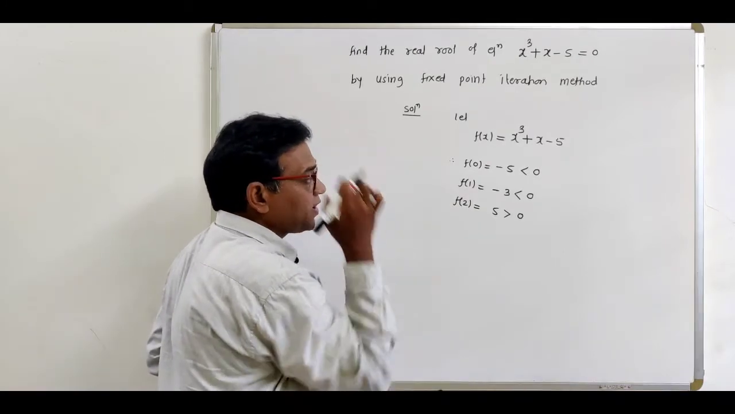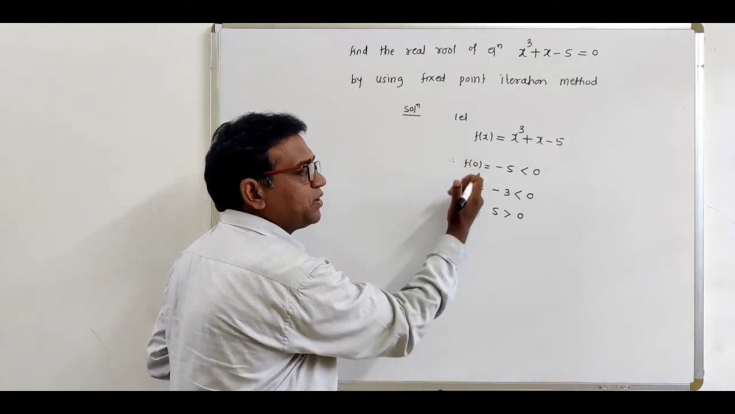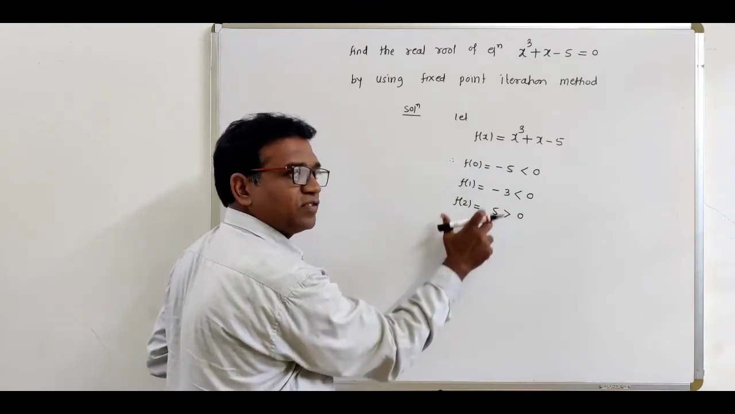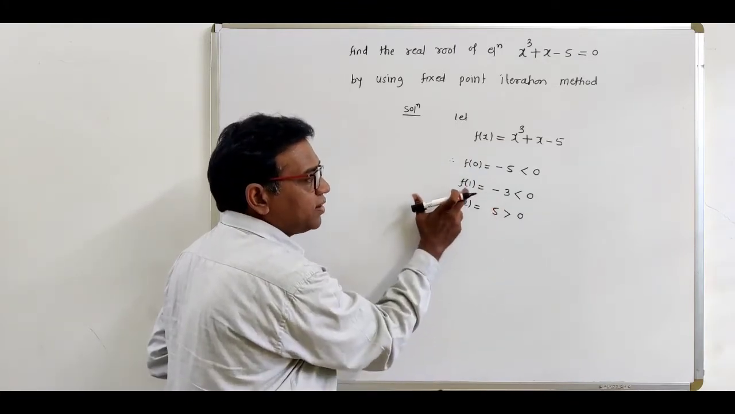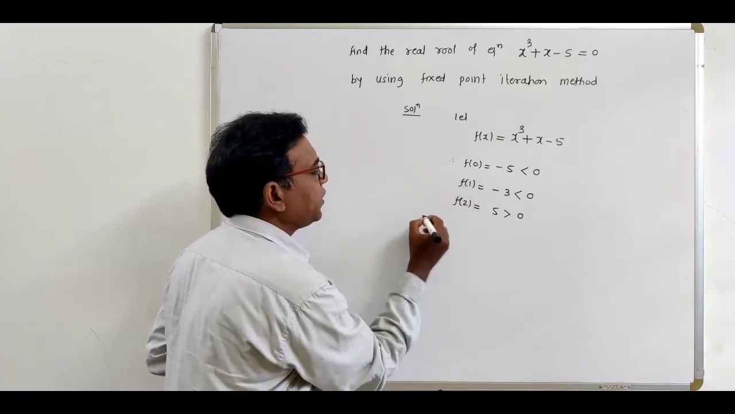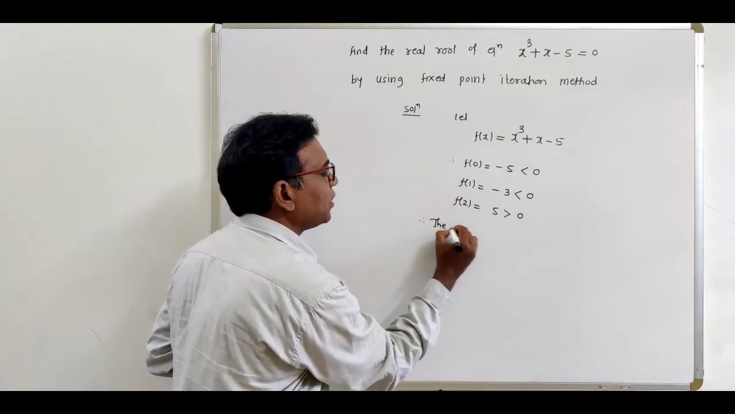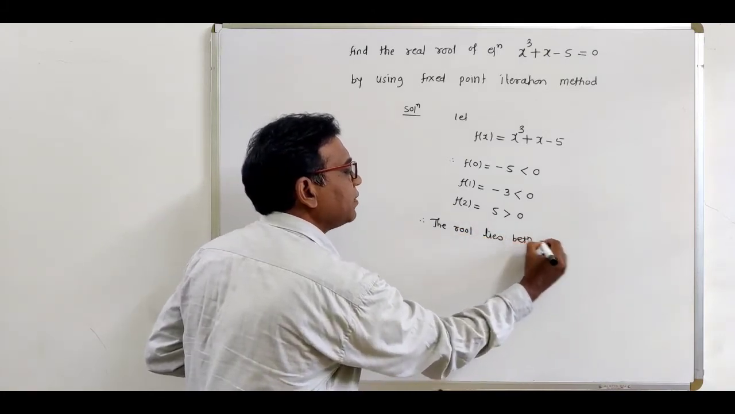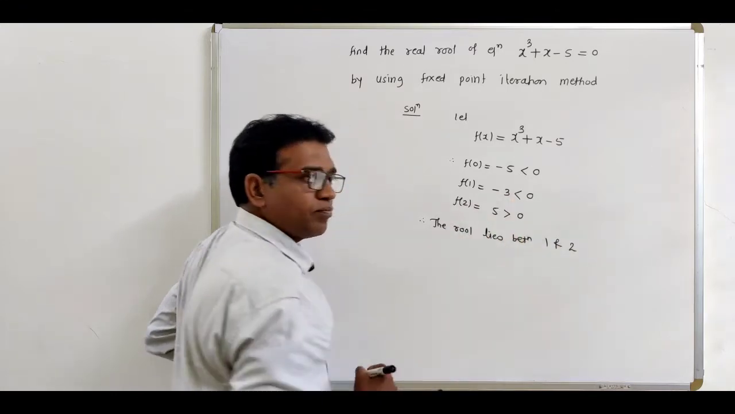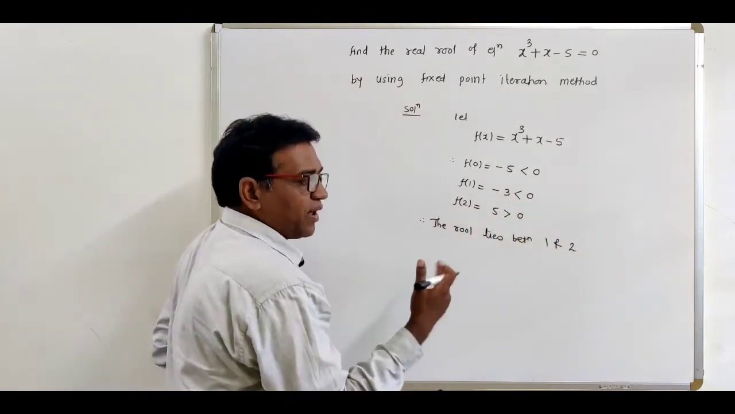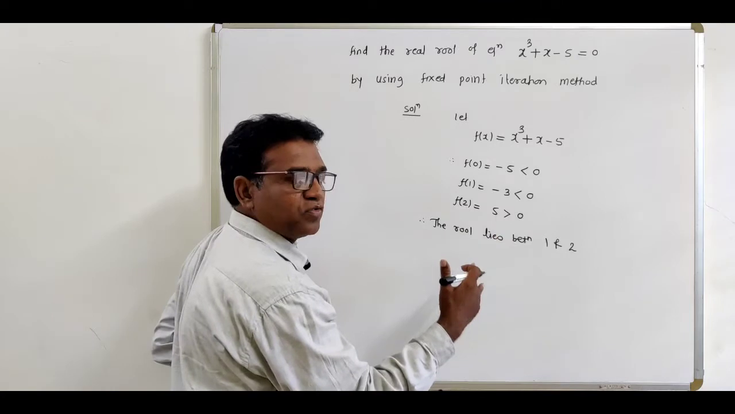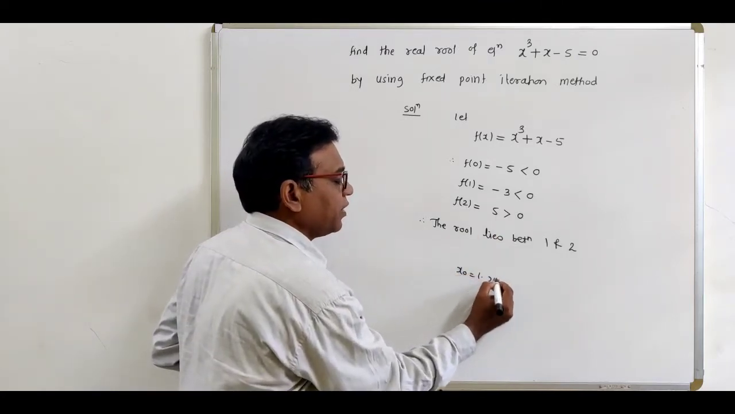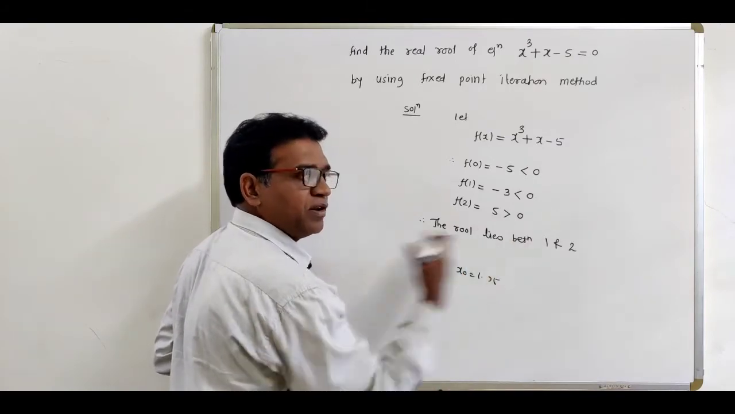So see, what is the first step? Just substitute values for x, put different values and get opposite functional values. So obviously the root lies between 1 and 2. Therefore the root lies between 1 and 2. So we can take the initial root x0 in between 1 and 2. We can take 1.5, we can take x0 equal to 1.75, we can take any value in between 1 and 2.